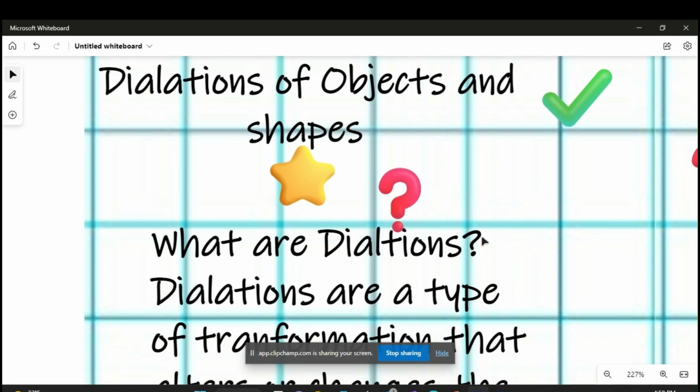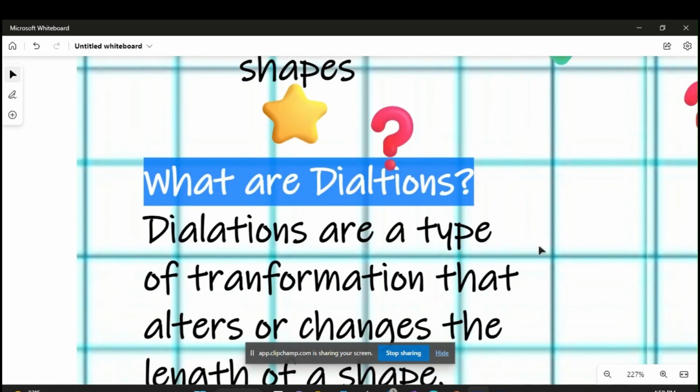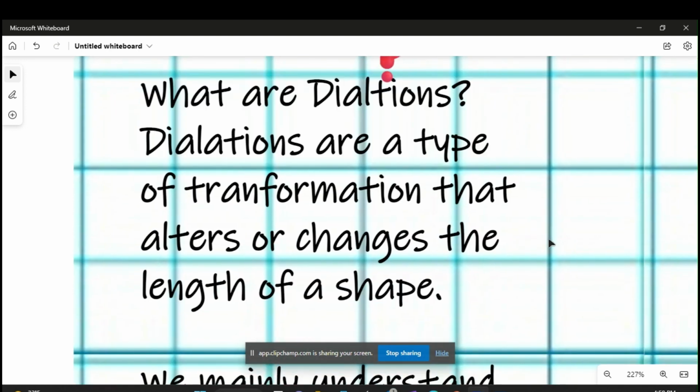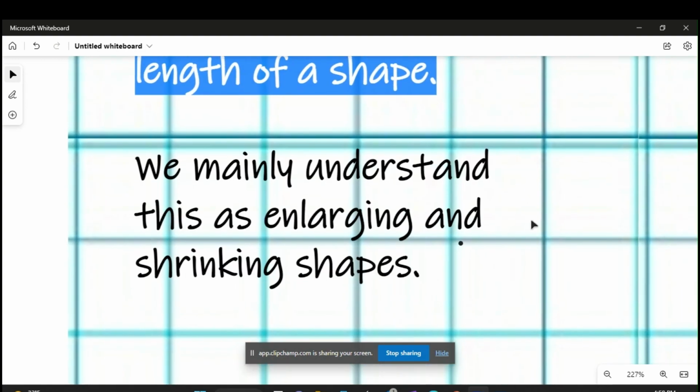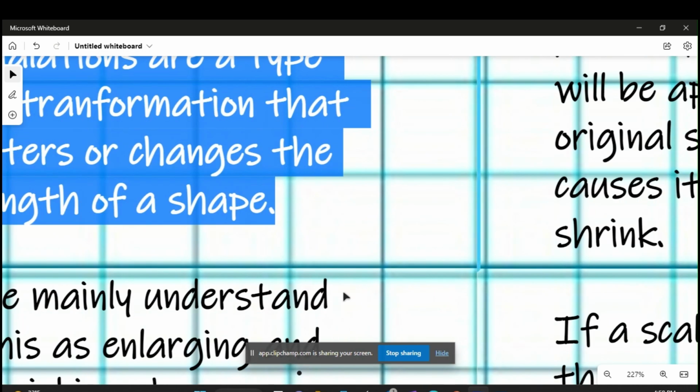Today we're going to learn about dilations of objects and shapes. So, what are dilations? Dilations are types of transformations that alter or change the length of a shape. We mainly understand this as enlarging and shrinking shapes.